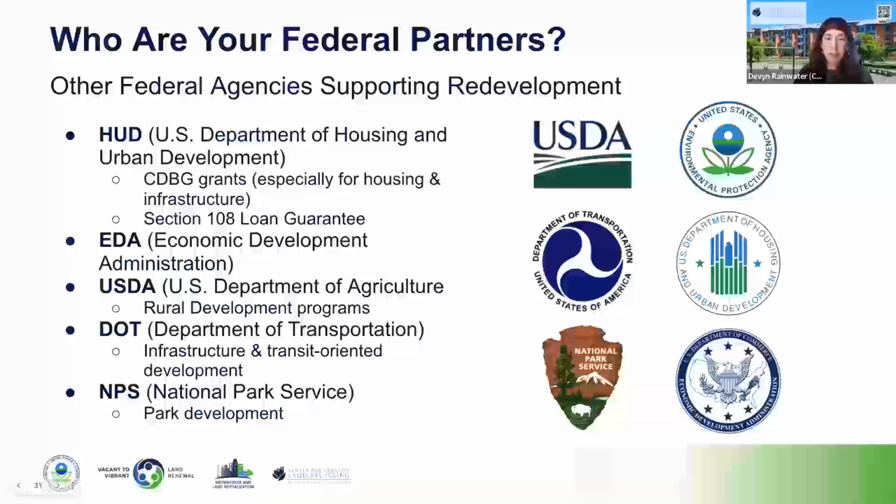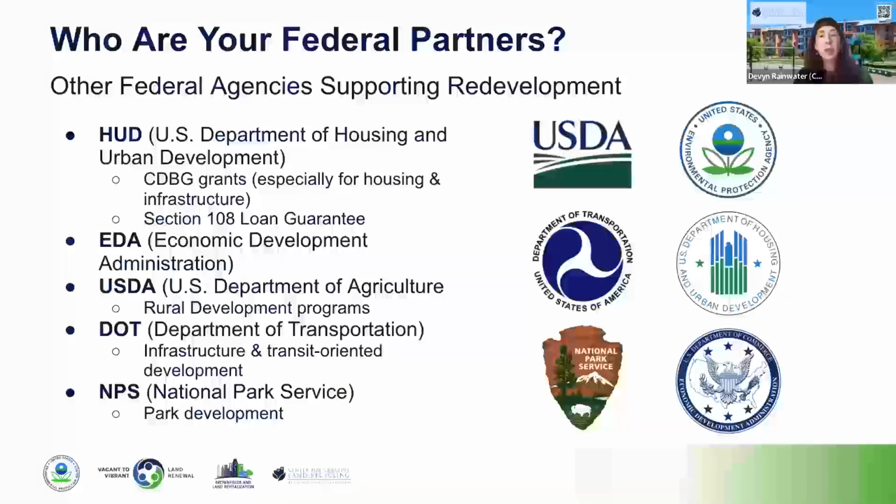So who are your partners at the federal level? While EPA is a key player and a funder in brownfields work, as we've been learning today, many other federal agencies can also provide really significant funding for your redevelopment projects. And here are just a few of them. HUD, or the U.S. Department of Housing and Urban Development, offers community development block grants, also called CDBG, that can support housing, infrastructure, and economic development, and can often be layered or used alongside EPA grants. The EDA, or the Economic Development Administration, focuses on economic revitalization, funding public infrastructure, and also supporting redevelopment planning.